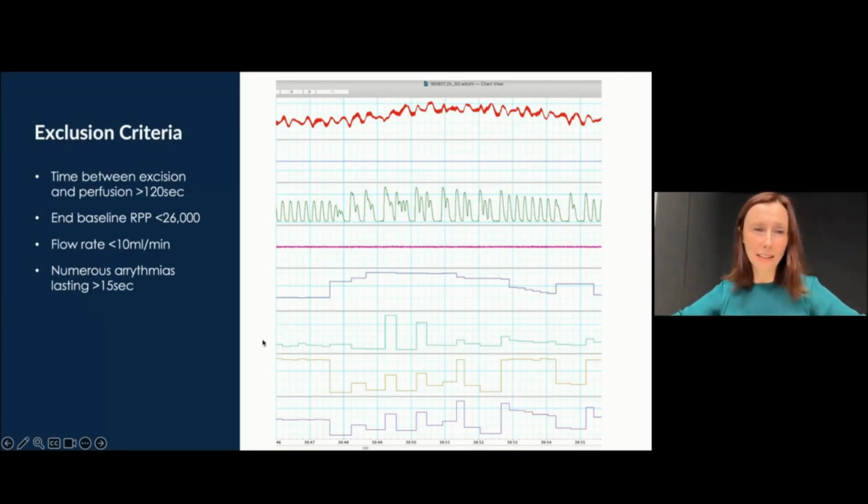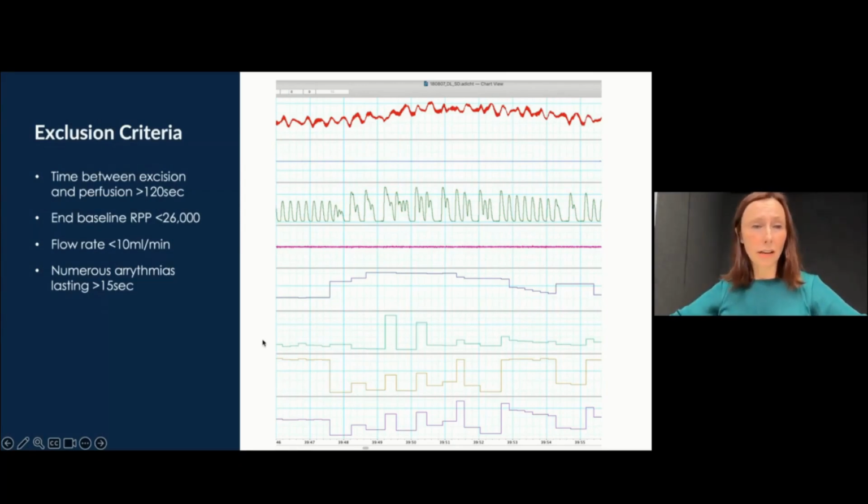If we have an end baseline rate pressure product of less than 26,000, we find that this is a good indication that something has either gone wrong with the heart or with the setup of the instrument, and this just happens. It's normally because of the heart that this happens, but it's normally a good indication that the heart is going to prove to be an outlier using our really sensitive techniques downstream.